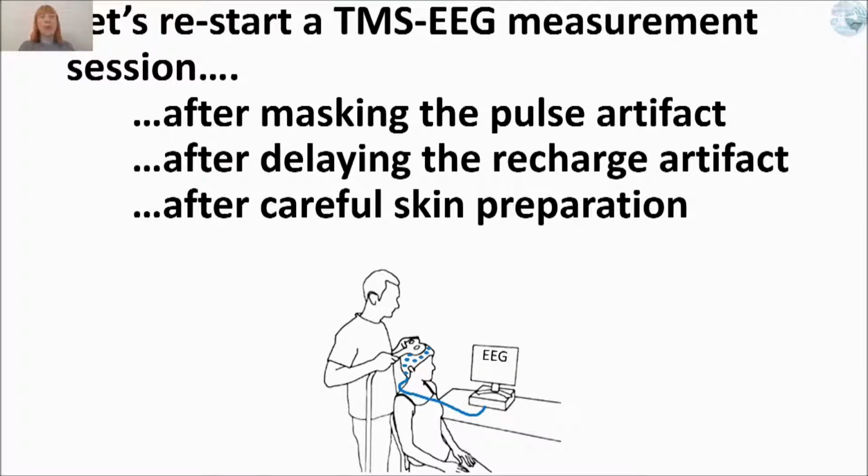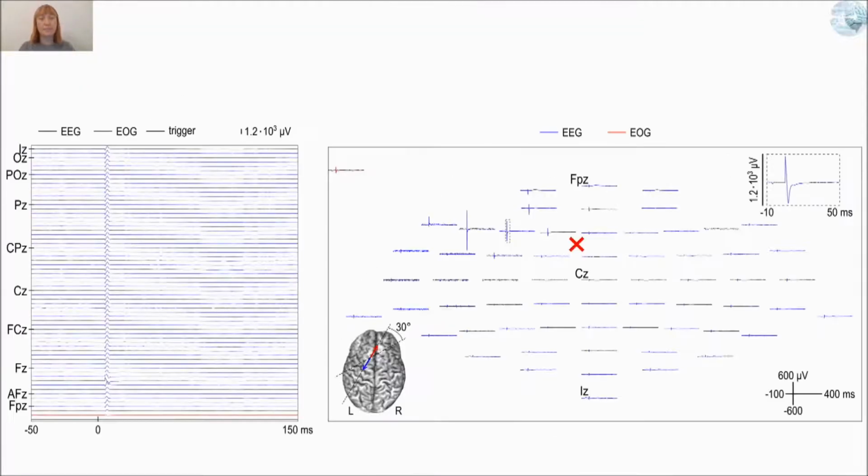Okay, now we can restart our measurement session. We have masked the pulse artifact, delayed the recharge artifact, and carefully prepared the skin. Do we see the single trial EEG response to TMS? Well, we still may see an artifact superimposed to EEG activity. This artifact can be quite big.